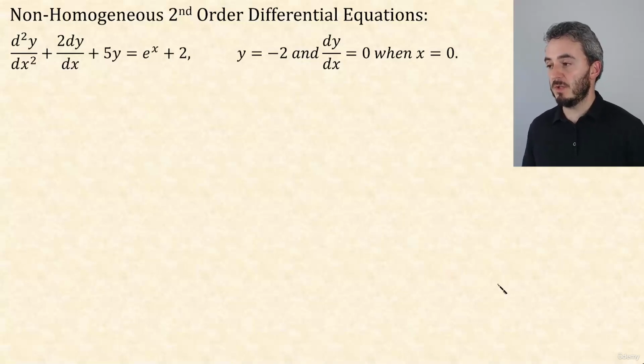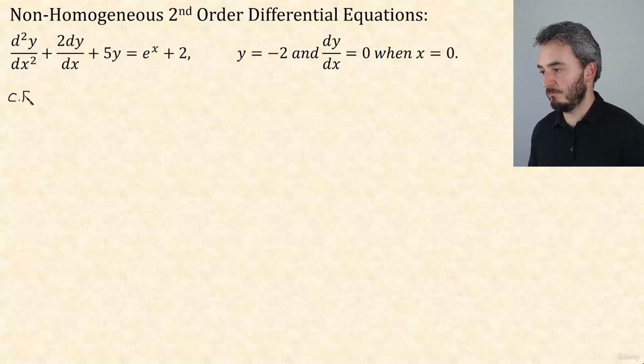d2y by dx squared plus 2 dy by dx plus 5y equals e to the x plus 2, and there are some boundary conditions. So let's start with our complementary function. Our auxiliary equation is m squared plus 2m plus 5 equals 0. Solving this, we get m equals minus 1 plus or minus 2i.